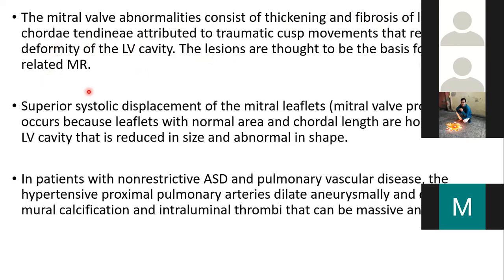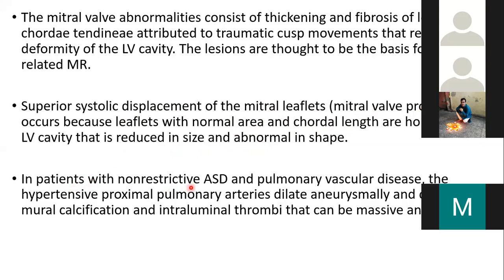What happens is, in ASDs the LV is under-filled. So it is a volume-depleted cavity. The LV cavity is reduced in size and has an abnormal shape. In a reduced LV cavity of abnormal shape, normal mitral leaflets of normal area and normal length are housed. So this leads to systolic displacement of the mitral leaflets, causing mitral valve prolapse.